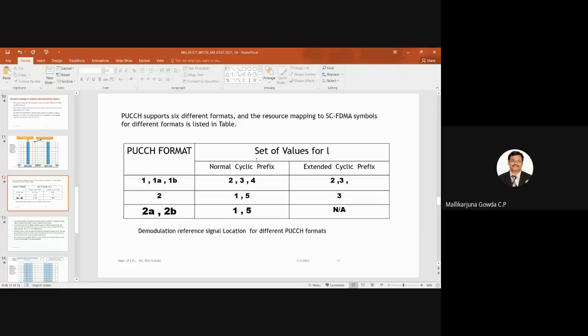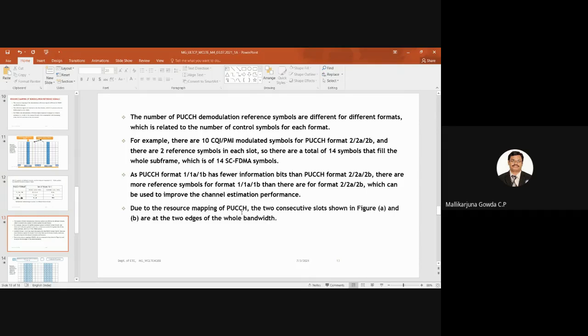Okay, with respect to this, you want 2A, 2B, 1 and 5, right? So these are the two reference symbols in each slot, what I want to say. So there are a total of 14 symbols that will fill the whole subframe. Okay, so that is for 14 SC-FDMA symbols.